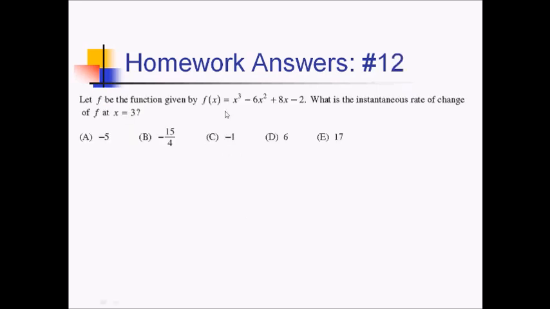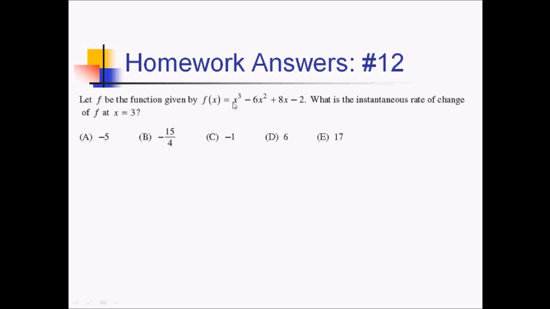On this problem, we're given the function f of x, this polynomial here, and we want the instantaneous rate of change of f at x equals 3. So basically, they want us to take the derivative of this thing and plug in 3 for x. So let's find f prime of x first. I can just use the power rule on this one. It's a pretty straightforward power rule.